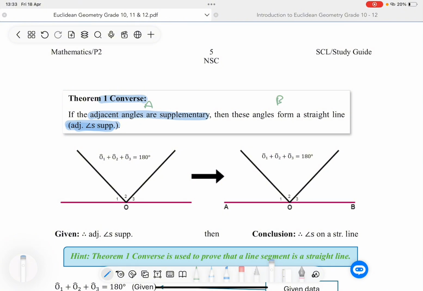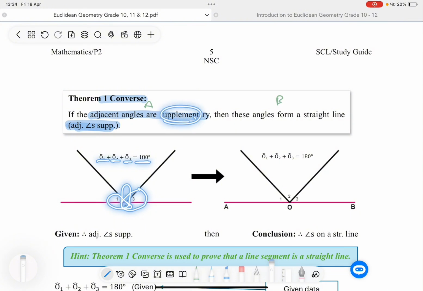Now, when we look at this in the form of a diagram, we have lines that are drawn here such that they create these angles, angle O1, angle O2, and angle O3. And all these three angles are next to each other. That is to say, they are adjacent to each other. We know that when we add angle O1, which is that, and angle O2, which is that, to angle O3 as well, which is that, they give us 180 degrees.